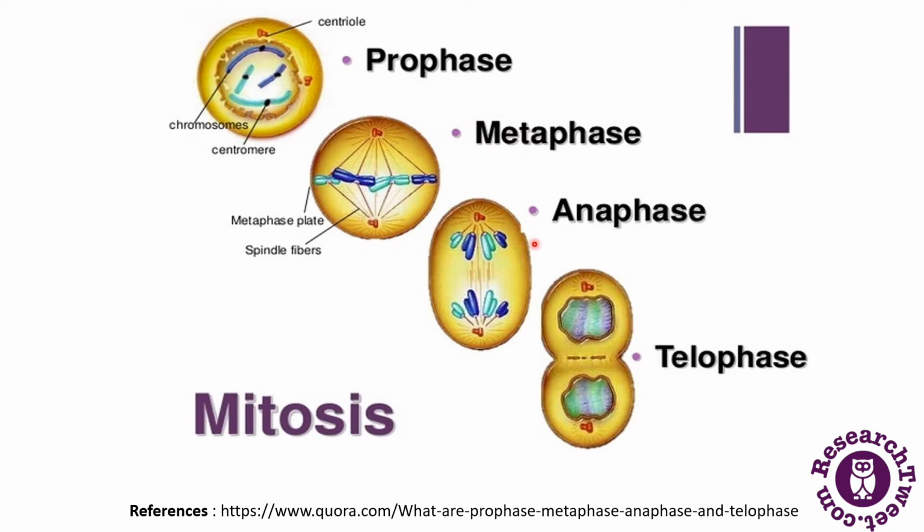Then in anaphase, the chromosomes move to the opposite poles of the cell, and this is the spindle fiber. In telophase, this will form the two daughter cells. This is the last phase of mitosis. Our main focus here will be the discussion of anaphase.